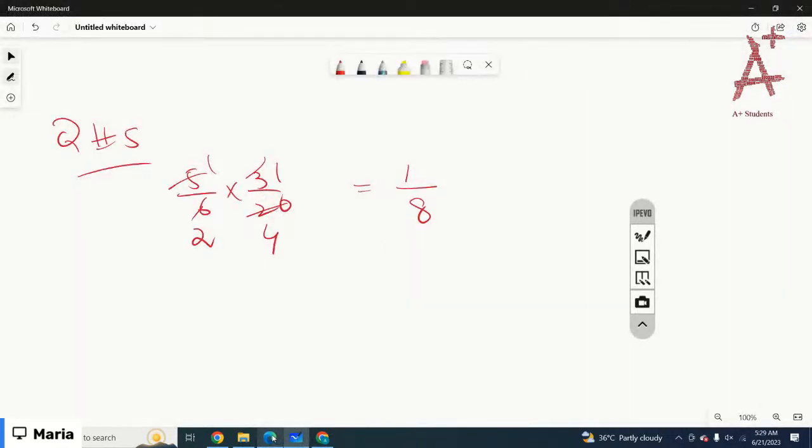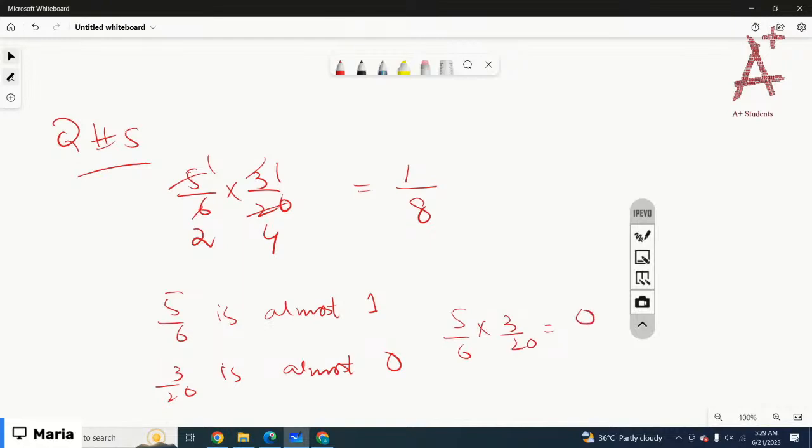You have to use the benchmark. Got it? So that means 5 by 6 is almost 1. But 3 over 20 is almost 0. That is near to 0. Got it? That means 5 by 6 times 3 by 20 is close to 0. And you can see 1 by 8 is close to 0. So yes, the product is reasonable. Got it?